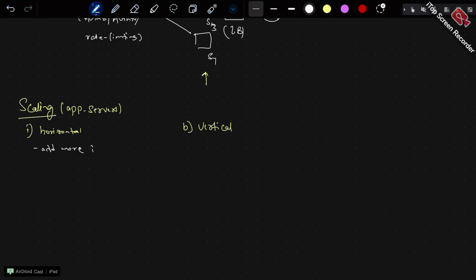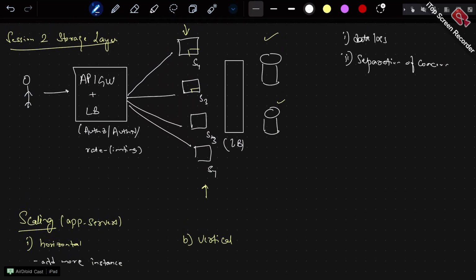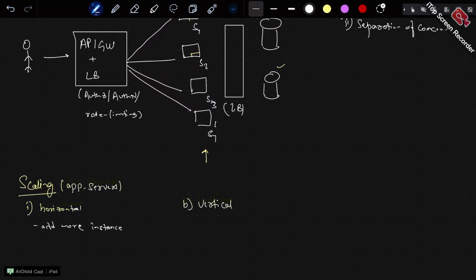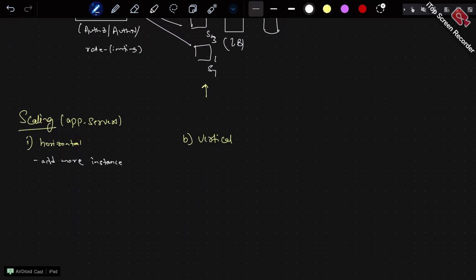Exactly. Add more instances. That means the same replica of the instance that you are running, you added one more to this. So for example, in the above diagram, this is instance one, this is instance two. So we have added another instance to it, right? So that is horizontal scaling. And what is vertical scaling?